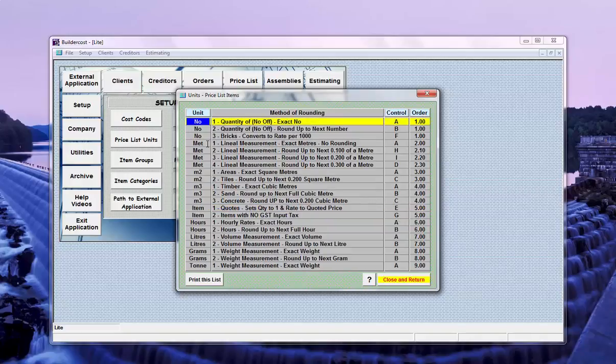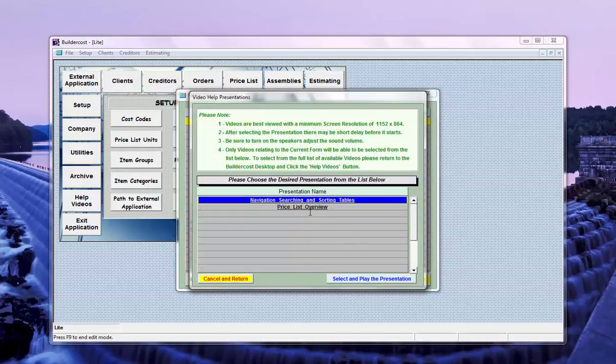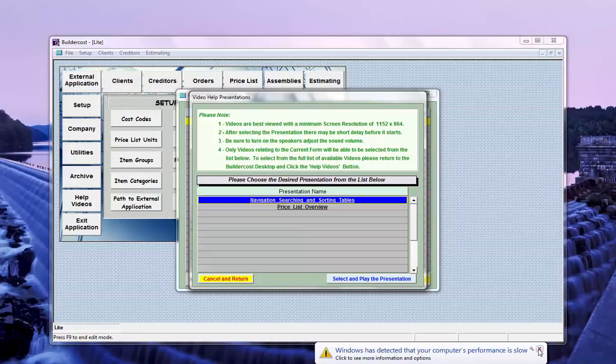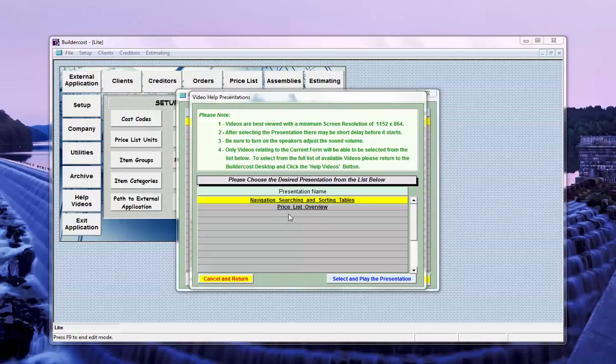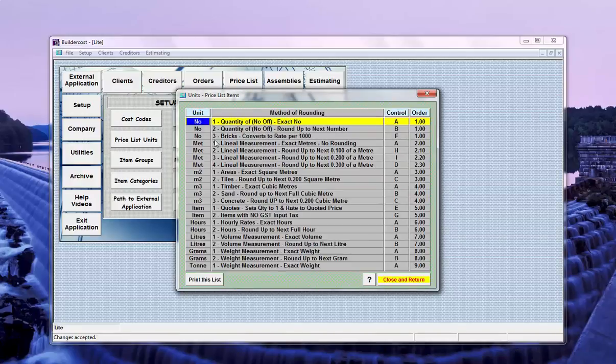So if you need further explanation about units of measurement, if you click on the help videos here, I would suggest you go to look at this price list overview video, which gives a much more in-depth explanation about things like groups and units of measurements and so forth. So that's about all that needs to be known about units of measurement.